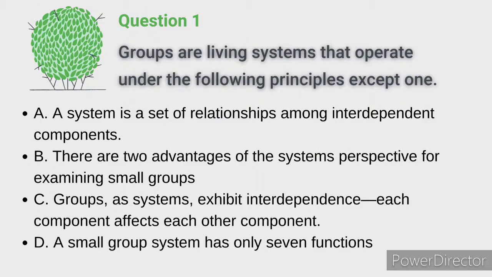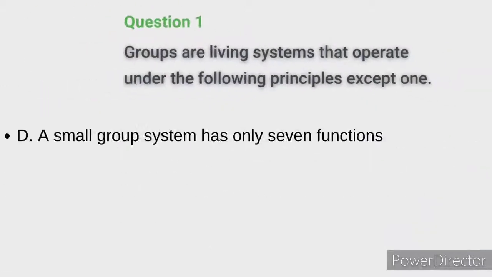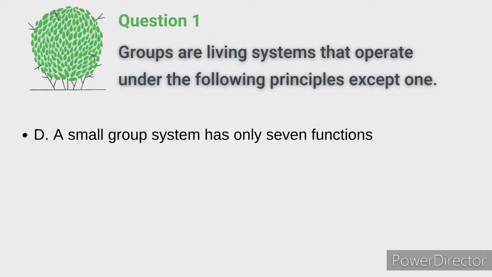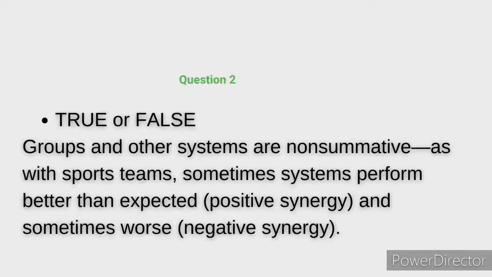Groups are living systems that operate under the following principles except one. A. A system is a set of relationships among interdependent components. B. There are 2 advantages of the systems perspective for examining small groups. C. Groups as a system exhibit interdependence. Each component affects each other component. D. A small group system has only 7 functions. The correct answer is letter D. A small group system has only 7 functions.